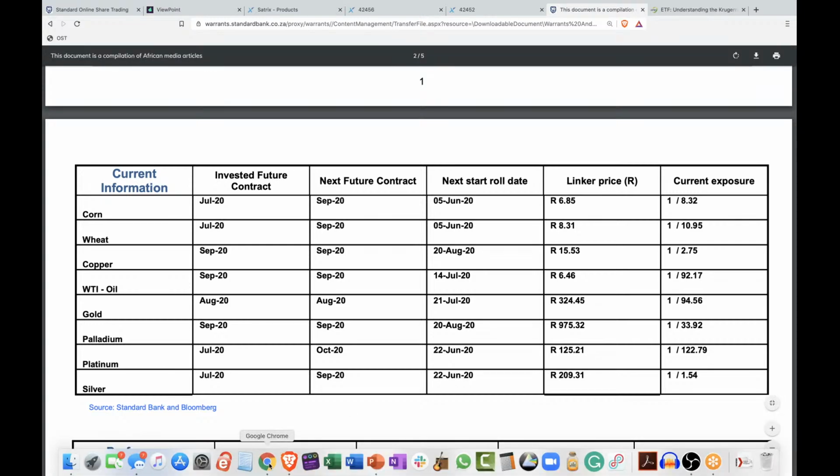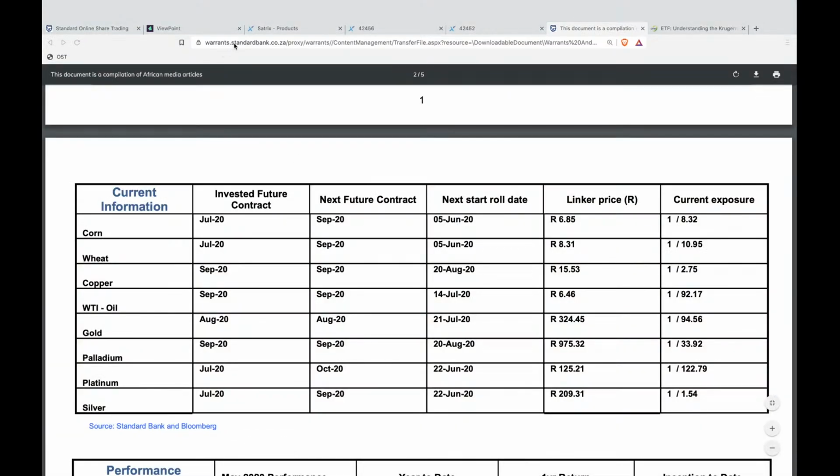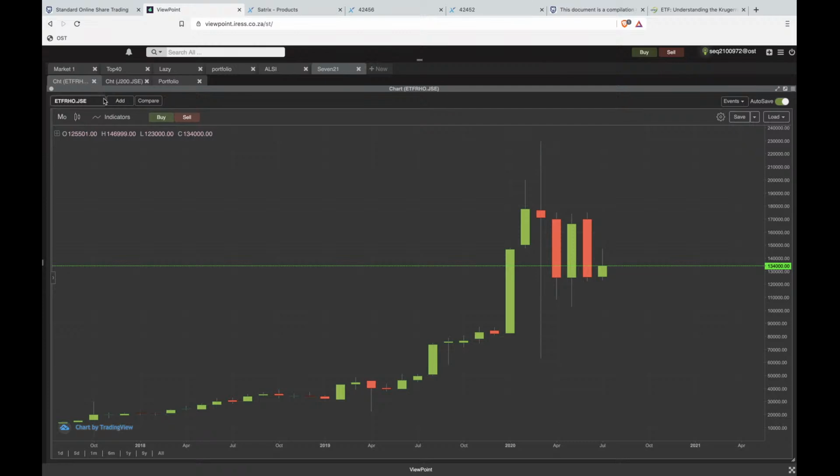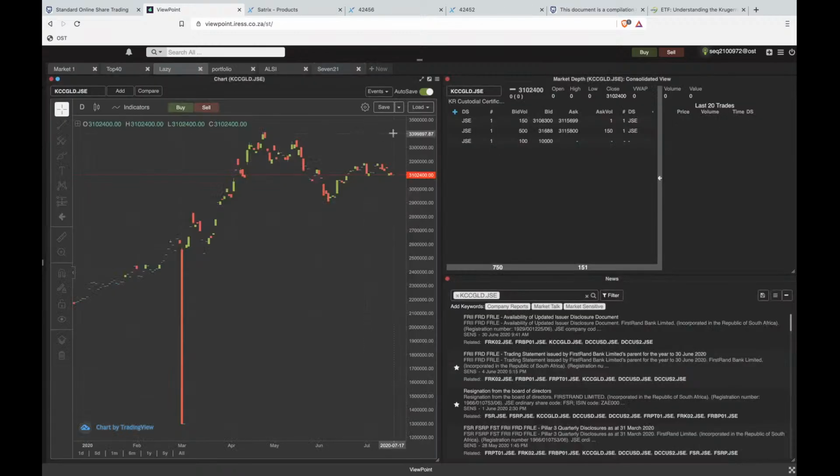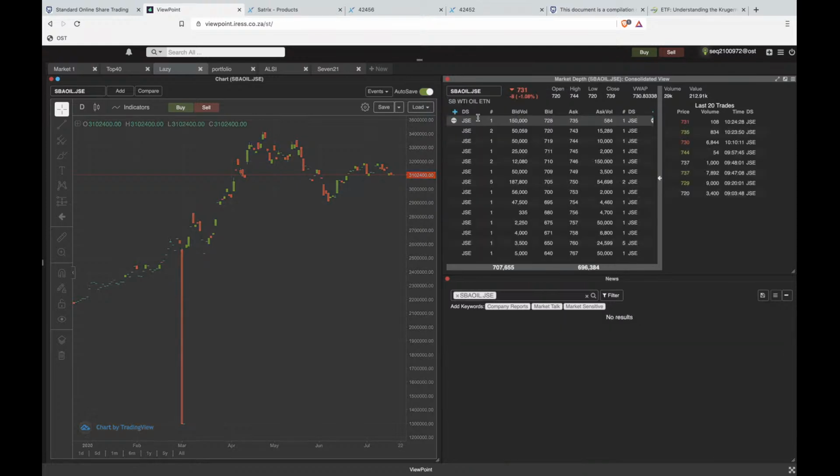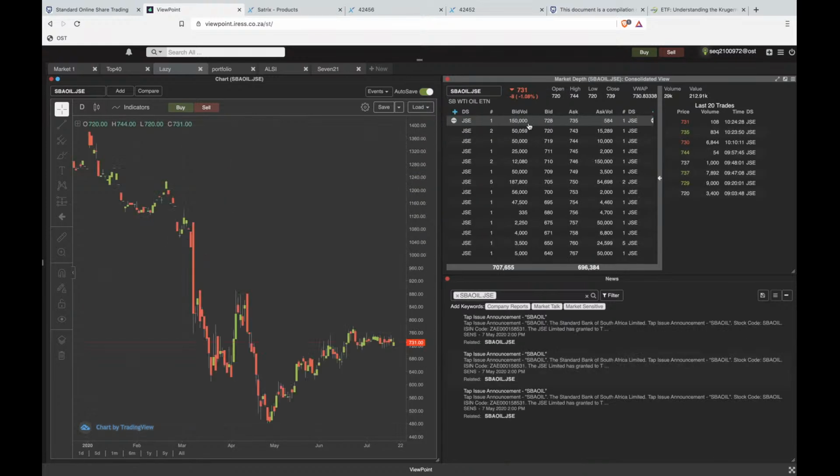Now, there is always a market maker there. So if we go to SPA oil, we don't want to look at it there. I want to look at it there with my bids and offers. SPA oil. You can see Standard Bank on the buy side at 150,000 units for 728, and they're there on the sell side for 746 for 150,000 units as well.